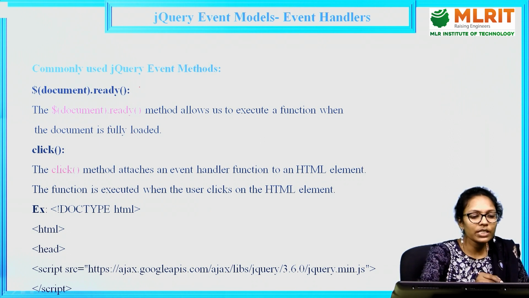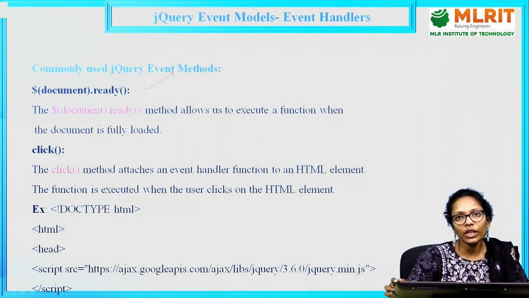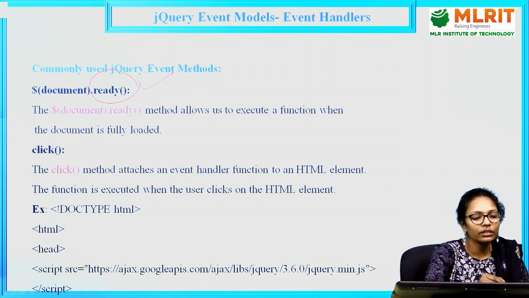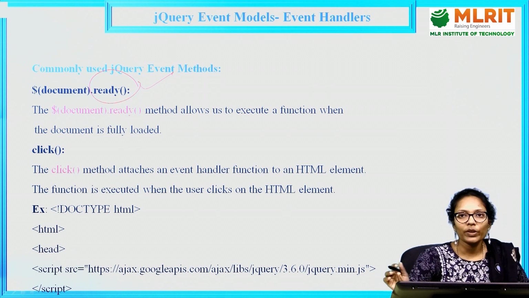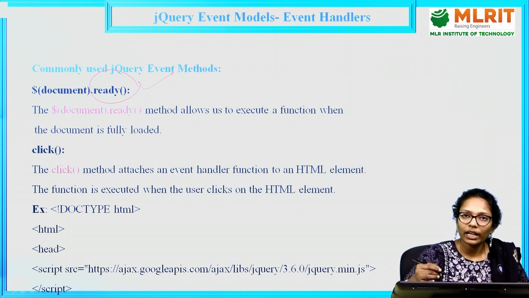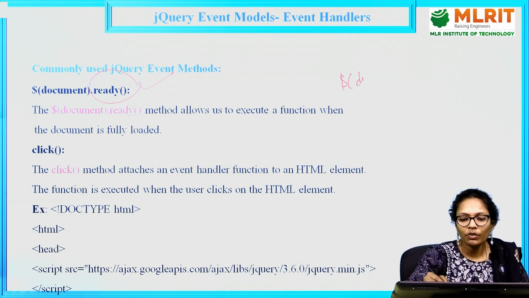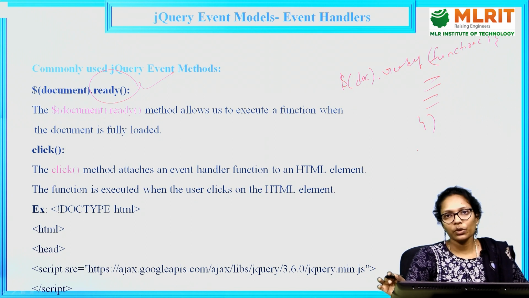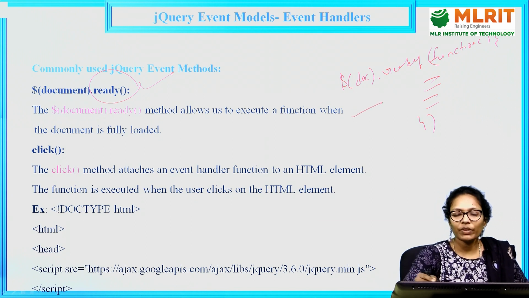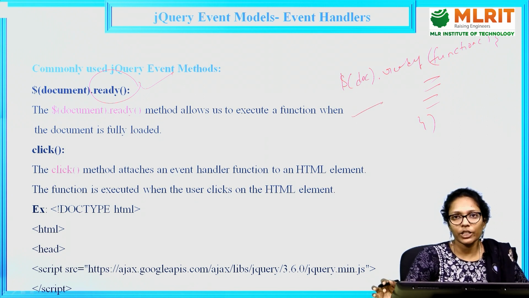The commonly used jQuery event methods: the first is $(document).ready. Ready is an event method here. Whenever our document is ready, you are going to do something, and you write that code under the function. So $(document).ready, whenever it is ready, I'm defining a function, and within this function you need to write your code. We are going to use this in every jQuery application.